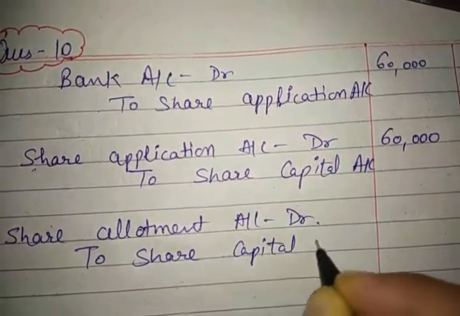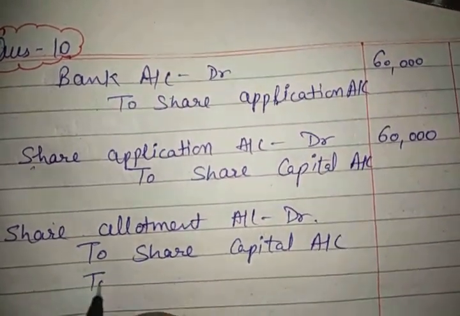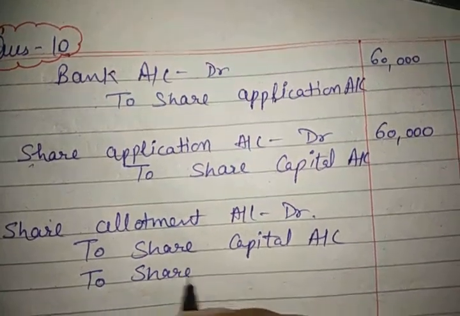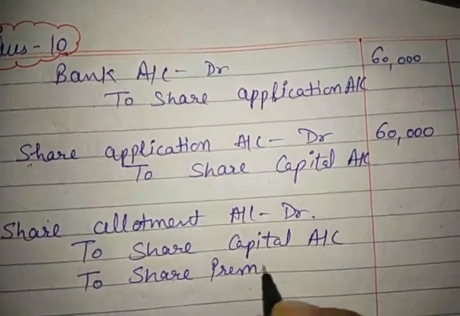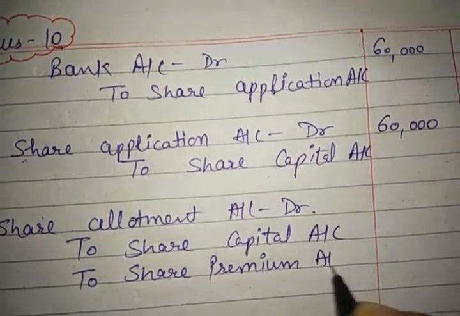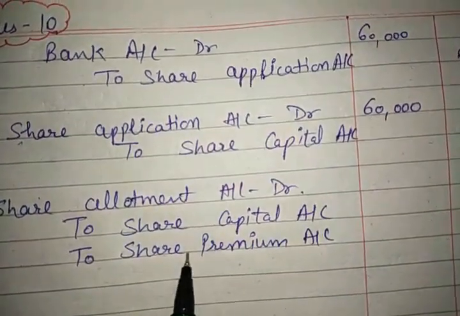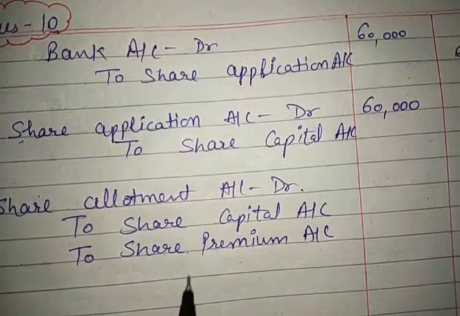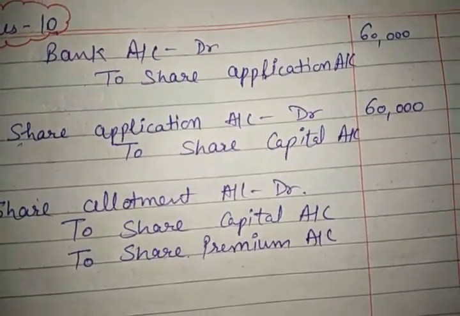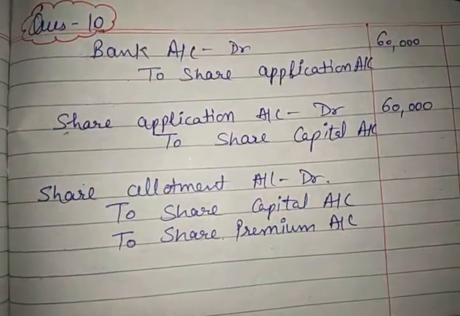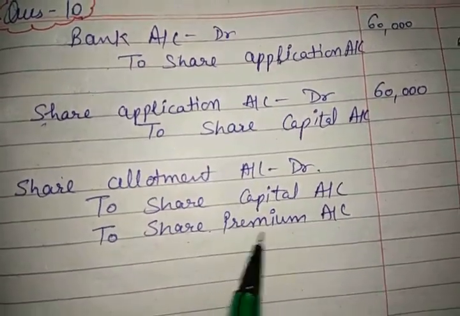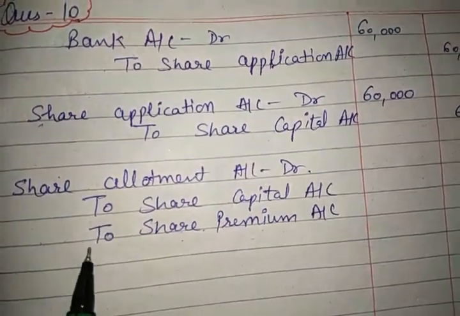and here we have a premium on allotment, so we will pass an entry over here also to share premium account or security premium account. Both are names for this, share premium or security premium. Now why have we credited this? We have credited this because this is a profit for the firm. The share was worth 10 rupees and we have sold it for 12 rupees, so that is a profit, and profit is always credited.